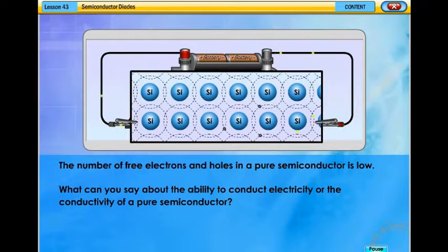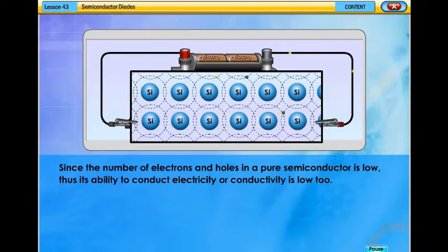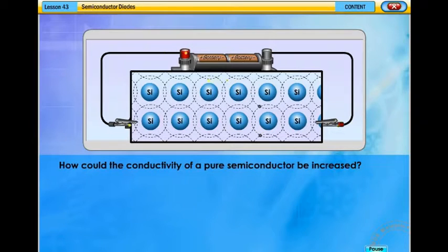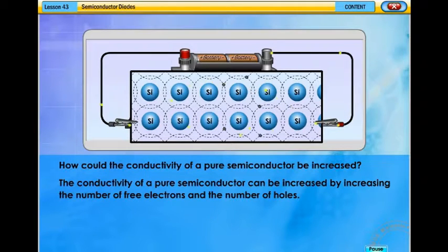The number of free electrons and holes in a pure semiconductor is low. What can you say about the ability to conduct electricity or the conductivity of a pure semiconductor? Since the number of electrons and holes in a pure semiconductor is low, its conductivity is low too. How could the conductivity of a pure semiconductor be increased? The conductivity of a pure semiconductor can be increased by increasing the number of free electrons and the number of holes.